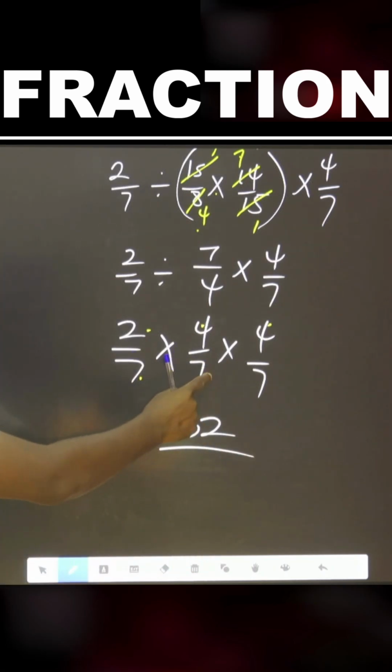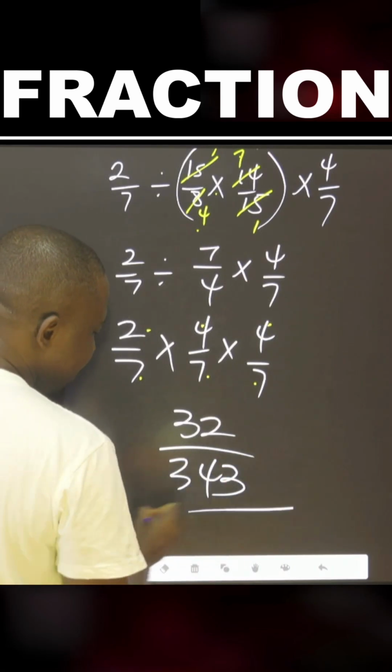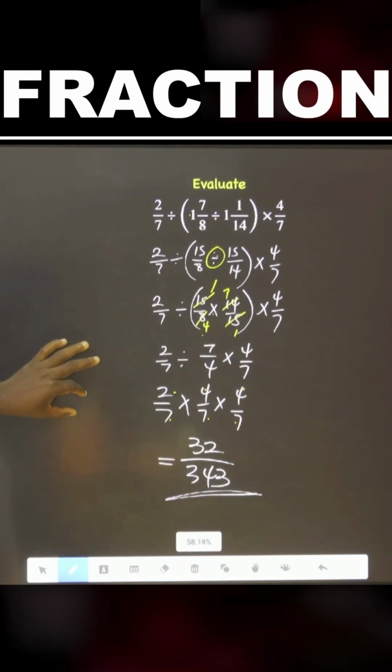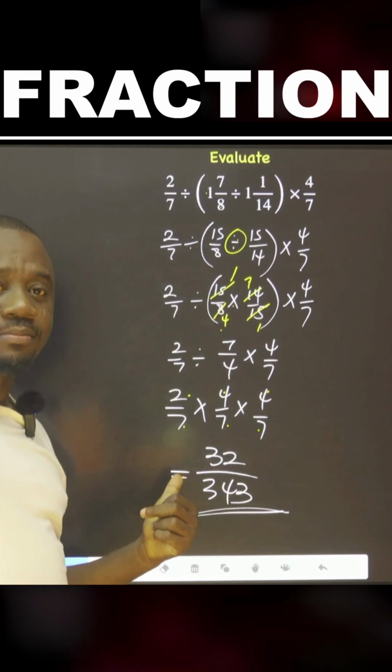7 multiplied by 7 multiplied by 7 is what? 3 plus 3. So this is the final answer. Okay? Hope you understand this. Thank you.